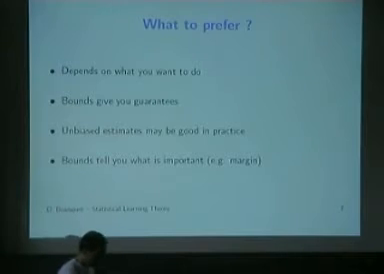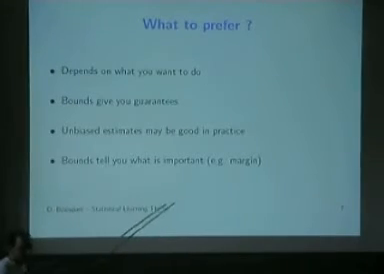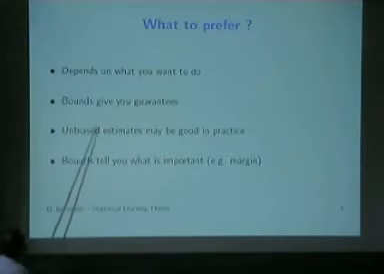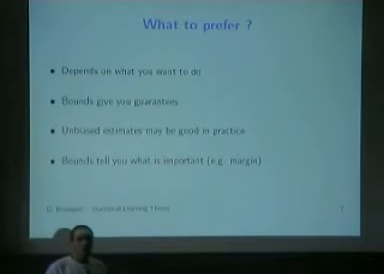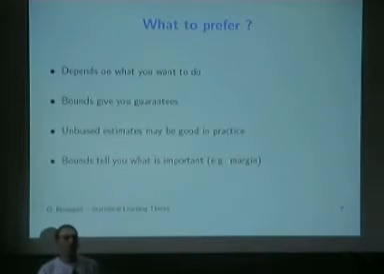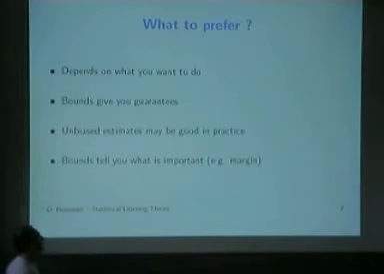Okay, so that's what it says here. Which one should I prefer? It depends mostly on what you want to do. The bounds we have for the empirical error, for example, give us guarantees. So we have a mathematical statement that tells us the error cannot exceed this quantity with a very high probability that we can quantify precisely.